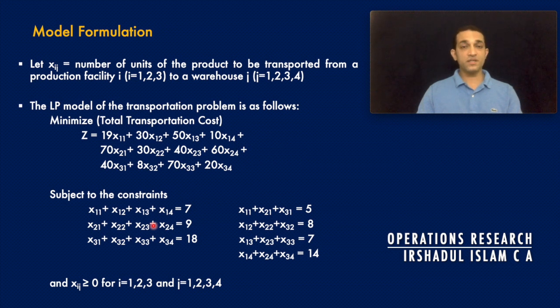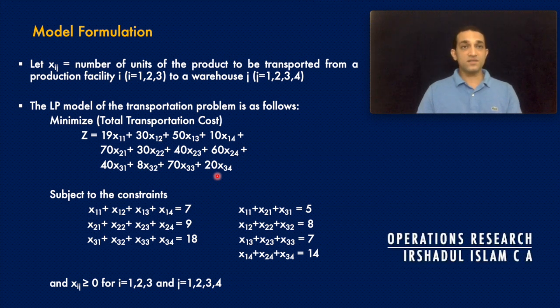The objective function, our aim is to minimize the total transportation cost. So minimize Z equal to 19x11 plus 30x12 plus 50x13 plus 10x14 plus 70x21 plus 30x22 plus 40x23 plus 60x24 plus 40x31 plus 8x32 plus 70x33 plus 20x34.